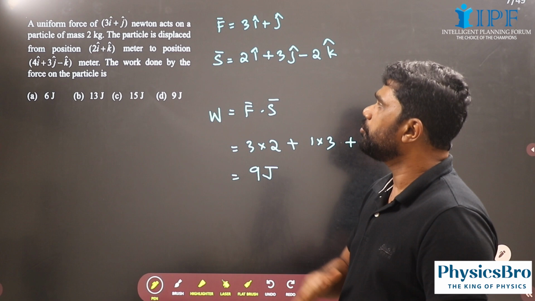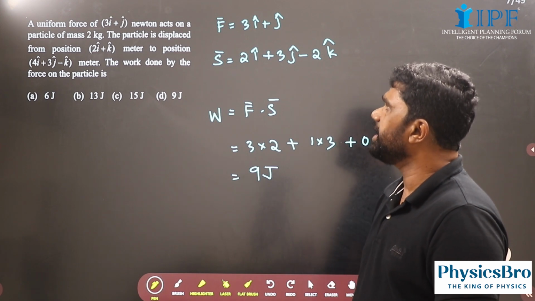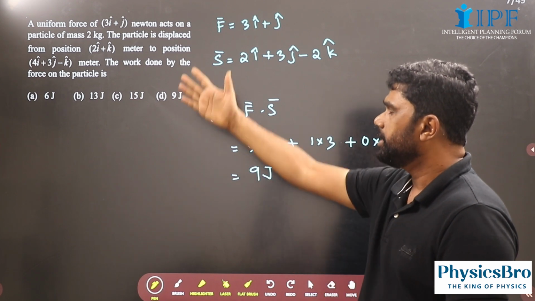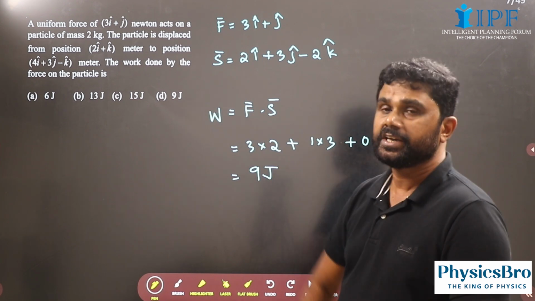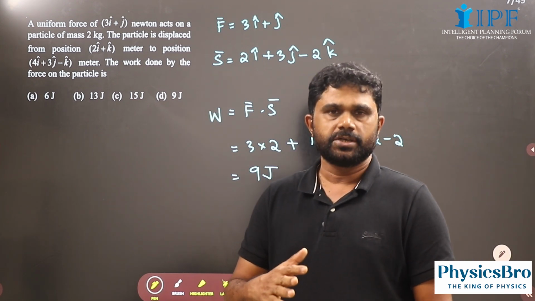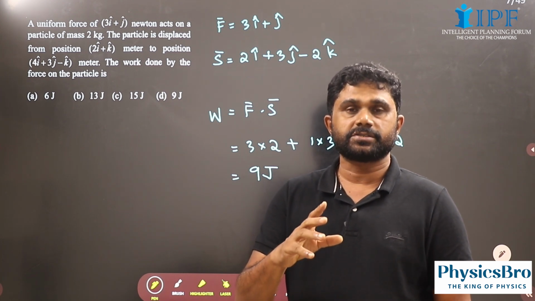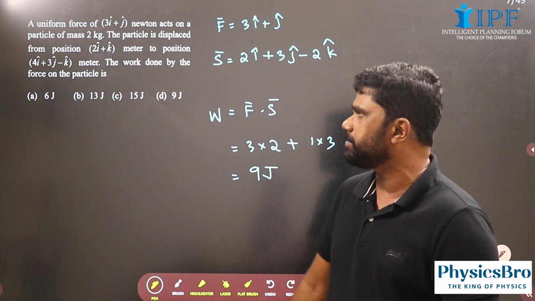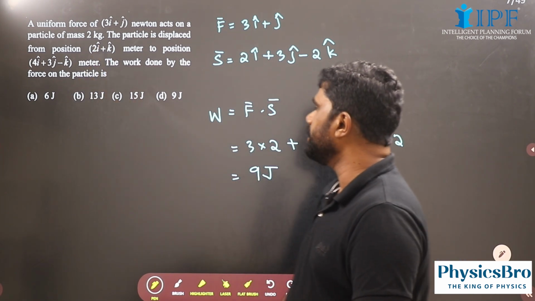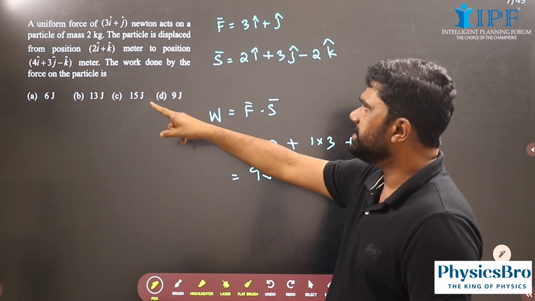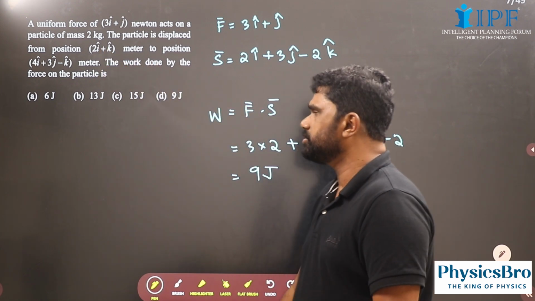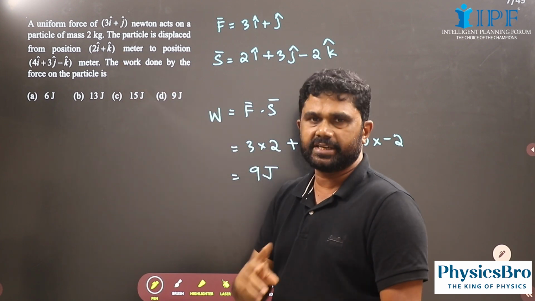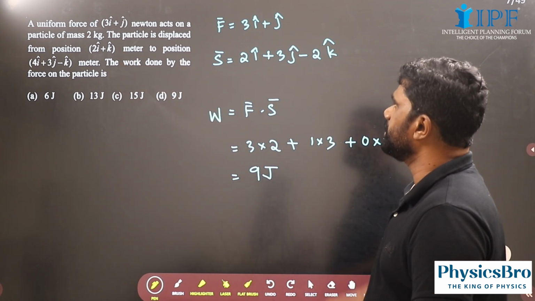A uniform force of 3i plus j Newton acts on a particle of mass 2 kg. The particle is displaced from an initial position vector to a final position vector, both given. Final position vector minus initial position vector will give you the displacement vector. That means 4i minus 2i, that is 2i. Then 3j, since there is no j component initially, so 3j, and then minus k, that is minus 2k. So this is the displacement vector.